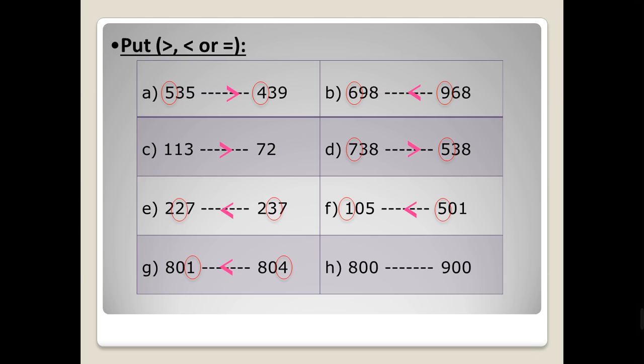The last one, we have 800 and 900. It's very easy. Can you tell me which is the greatest number? Yes, excellent, 900 is greater than 800.